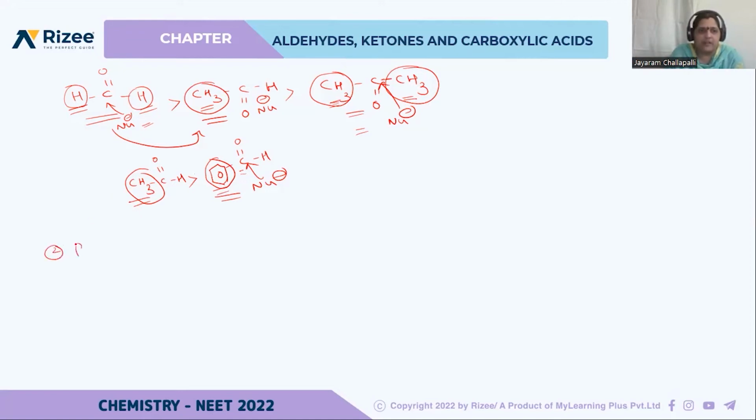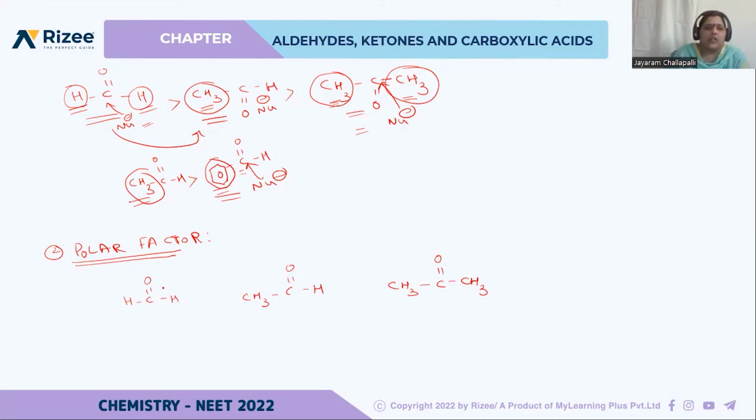The next factor is the polar factor. So what is this polar factor and how does it affect the reactivity of aldehydes and ketones? Let's see. Let's take the same example: formaldehyde, acetaldehyde and ketone. So what is the polar effect? How effectively the positive charge on carbon and the negative charge on oxygen are obtained comes into consideration here.